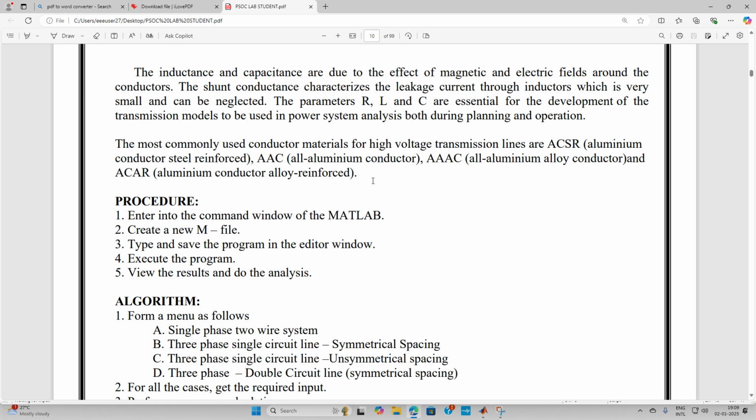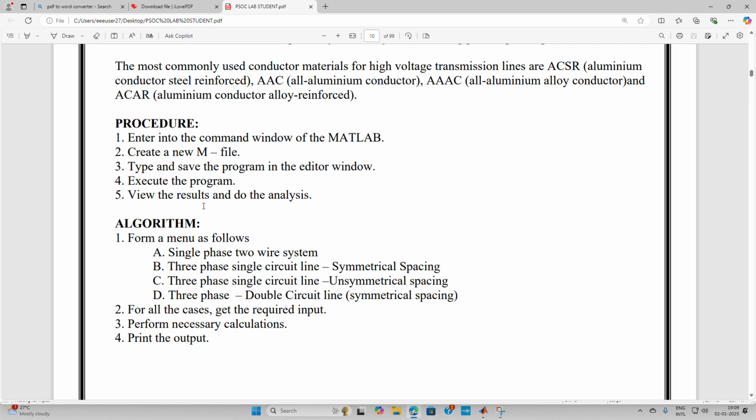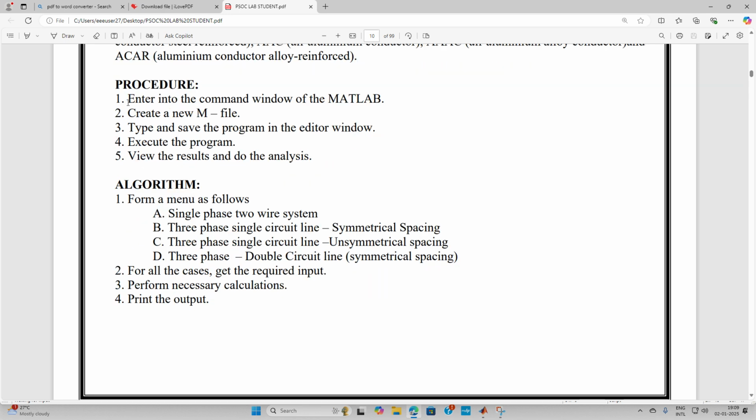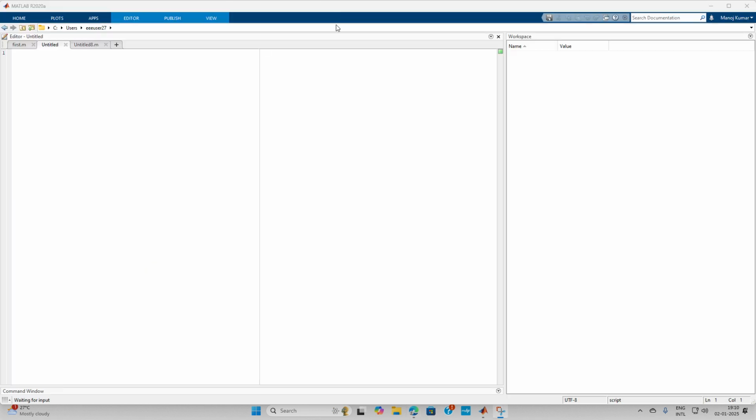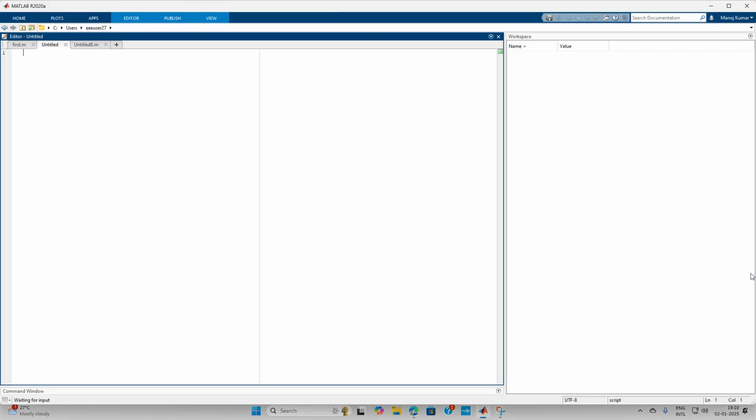Now we are going to discuss the procedure, how to open the MATLAB software and type the program. First step, initially enter the command window of MATLAB. Before that, we are going to see how to open the MATLAB software. We are using MATLAB version R2020a. In this MATLAB software, we have 6 different toolbars. At the top of the monitor, we can see the toolbars. What are the toolbars available?